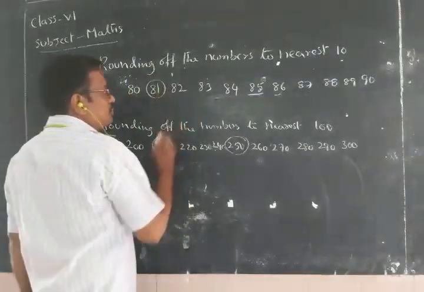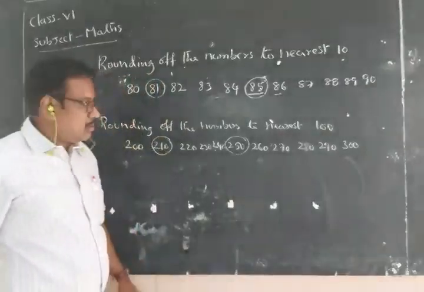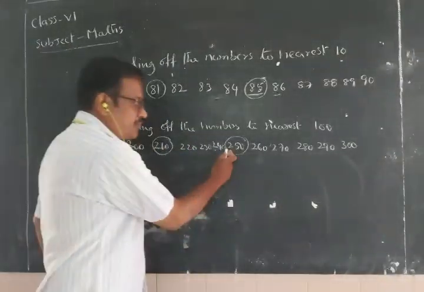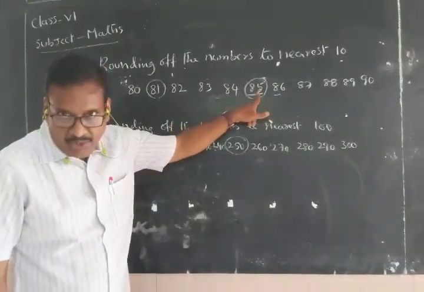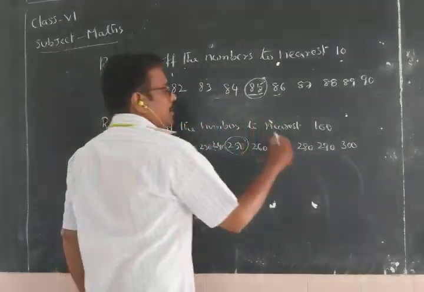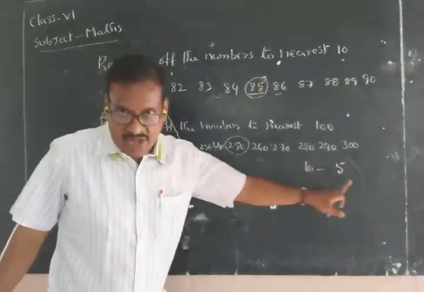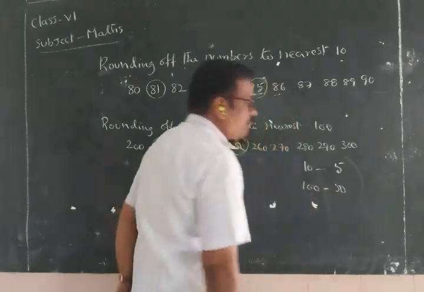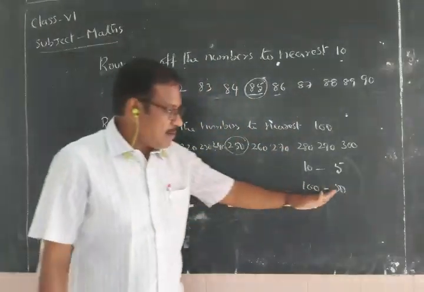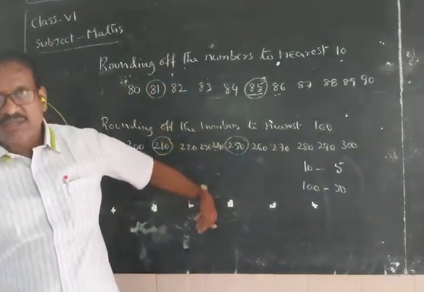Mainly, nearest 10 means 85 is the middle of the numbers, and nearest 100 means 250 is the middle. So for the nearest 10, the middle number is 5. For the nearest 100, the middle number is 50. Numbers from 50 and above are rounded up to the next 100, and numbers below 50 are rounded down.